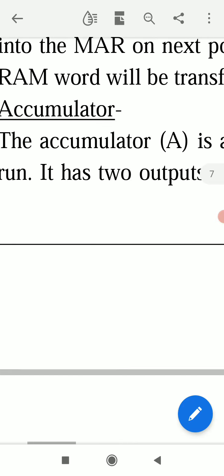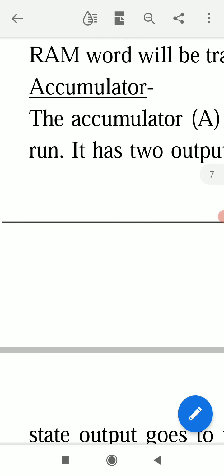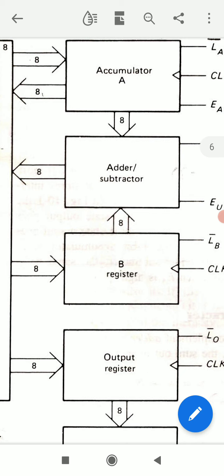Next part is the accumulator. The accumulator A is a buffer register that stores intermediate answers during a computer run. It has two outputs. The two-state output goes directly to the adder subtractor. This is the accumulator. It is a buffer register, register A. Below this is the adder subtractor, and below this adder subtractor we have another buffer register, register B. So we have two registers, register A and register B, and the adder subtractor is in between these two registers. Register A is known as accumulator. It stores intermediate answers.